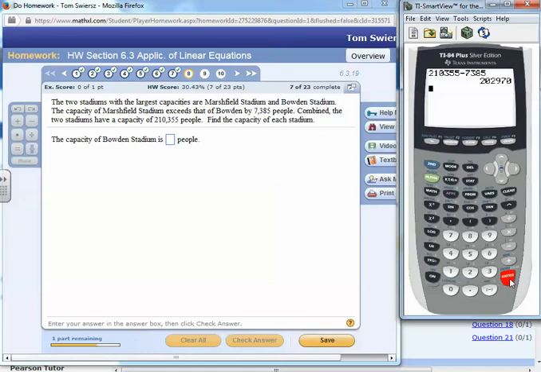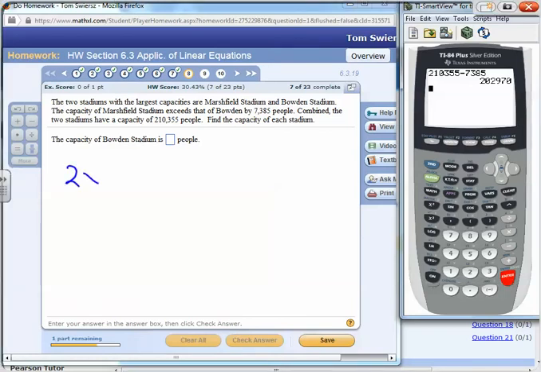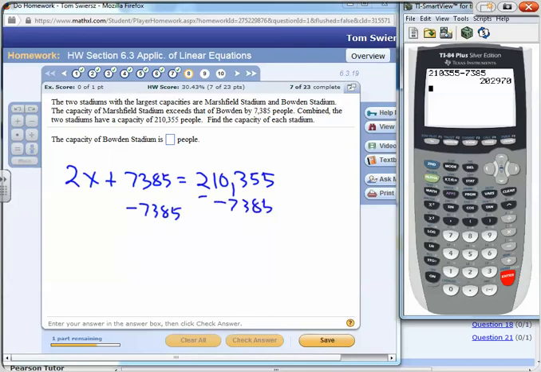Okay, so then remember we were doing that. We had 2X plus 7,385 is equal to 210,355. So when we subtract 7,385, this gives us 0. 2X equals 202,970. Divide by 2, right?